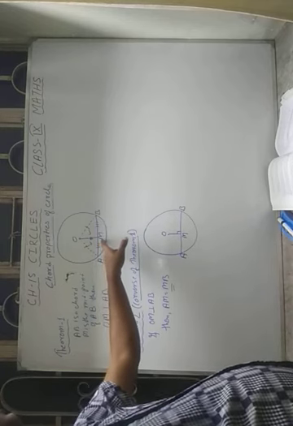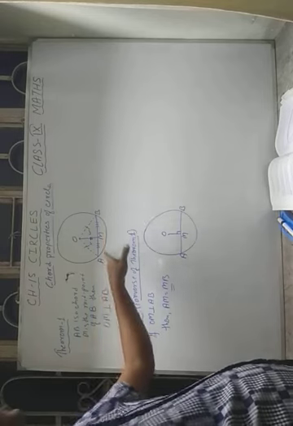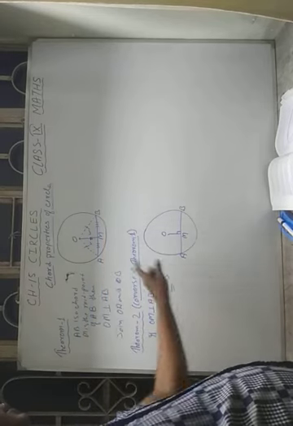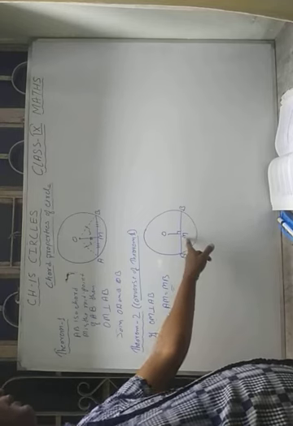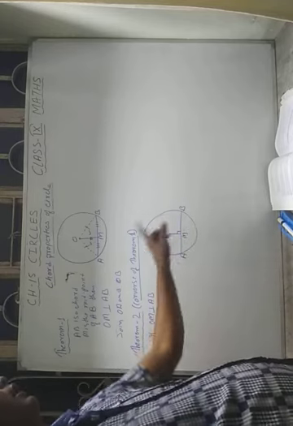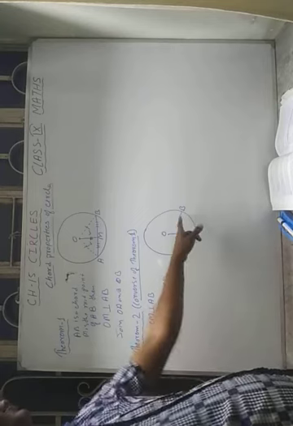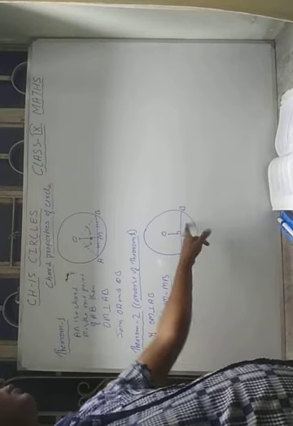In theorem 1, you had to prove that OM is perpendicular to chord AB. Here, in the converse, it is given that OM is perpendicular to AB. You have to prove that M is the midpoint of AB. That means AM equals MB.